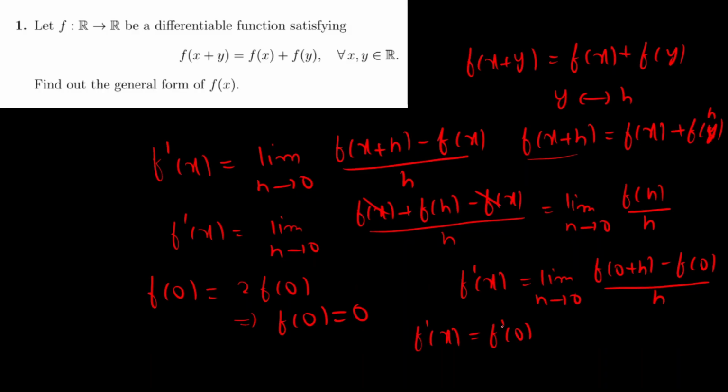Now f dash of 0 is a constant. Let's say f dash of 0 is k. Now you can write f dash of x is equal to k. If we integrate on both sides, we get f of x is equal to kx plus constant. But we know that f of 0 is 0, which will imply that this constant will also be 0. Our final solution is f of x is equal to kx.